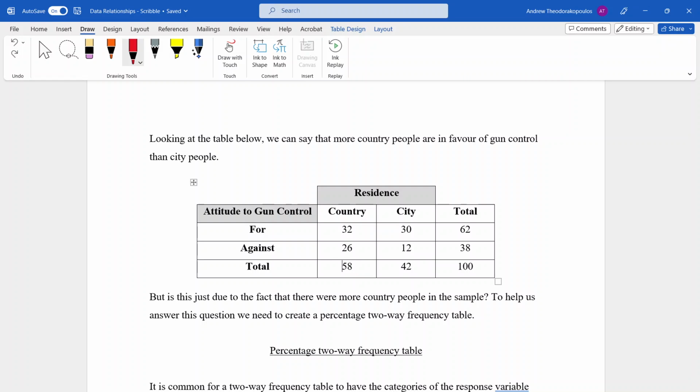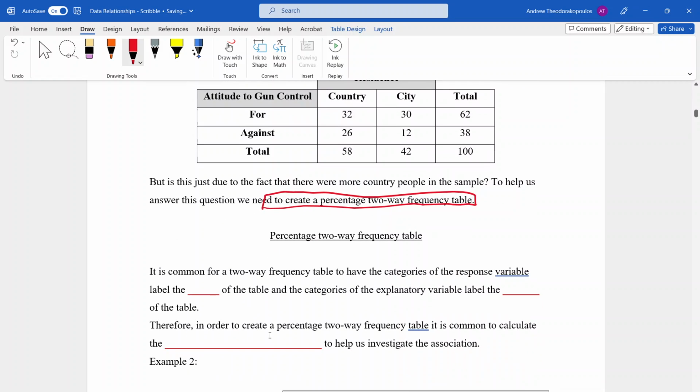So this is just due to the fact that there's more people living in the country than in the city. So we actually want to answer the question to see if there is a relationship, but to do that, we need to create a percentage two-way frequency table, percentage being the most important part. It is common for a two-way frequency table to have the categories of the response variable label the rows and the categories of the explanatory variable label the columns.